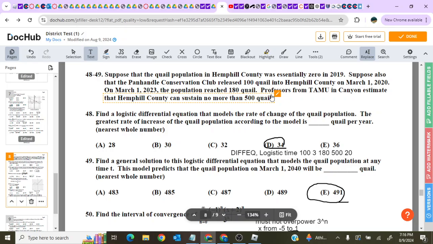So basically, you'll go to your diffeq program, then go to logistic. You're figuring out what the number of quails is at a certain time, so you know your time. Your initial is going to be 100 quails. Your first time is going to be 3 years after their release, so 3. Your first pop is your 180 at that point, and then your maximum is 500, and your final time is going to be the 20 years later that this model represents.